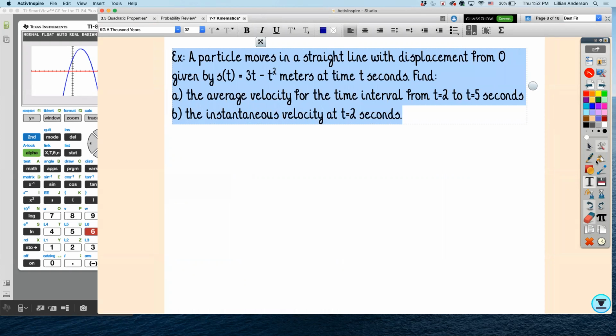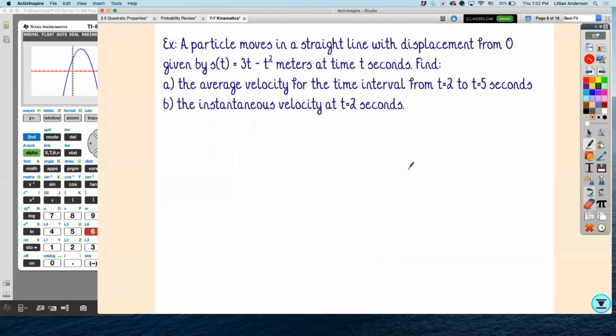That's better. Okay. A particle moves in a straight line with displacement from O, some origin, given by the equation S of T is equal to 3T minus T squared meters at time T seconds, T greater than or equal to 0. I did not put that in there, but it is. We want to find the average velocity for the time interval from T equals 2 to T equals 5 seconds. And then we also want to find instantaneous velocity at T equal to 2.